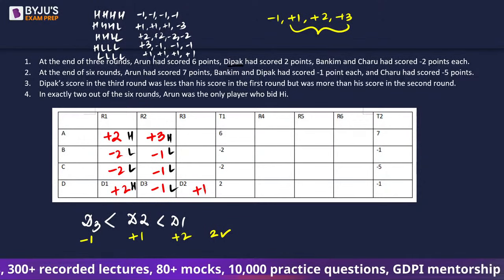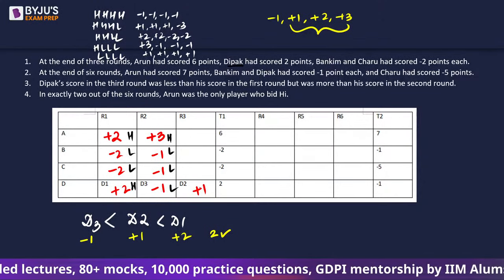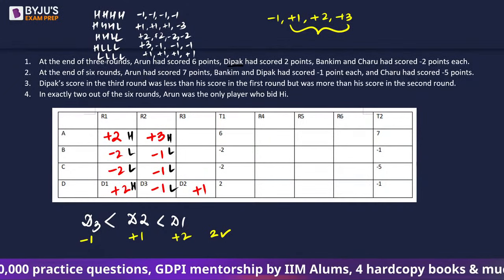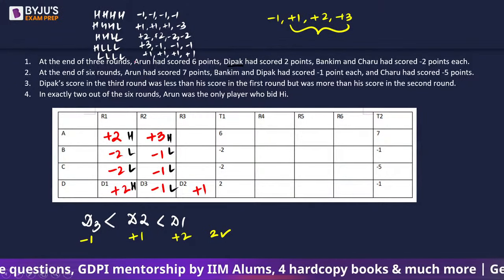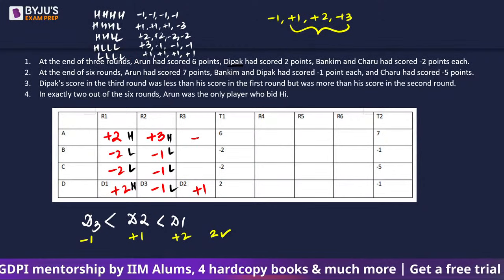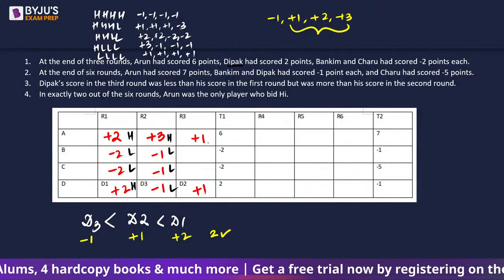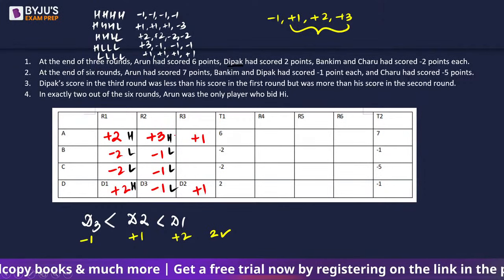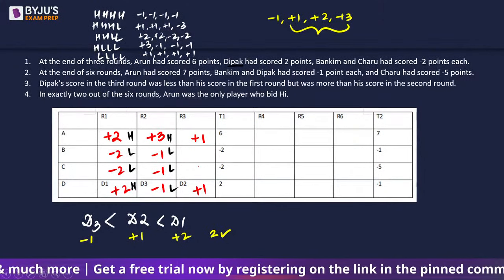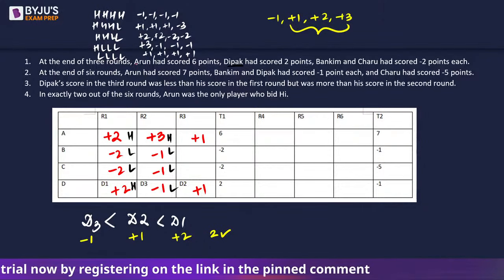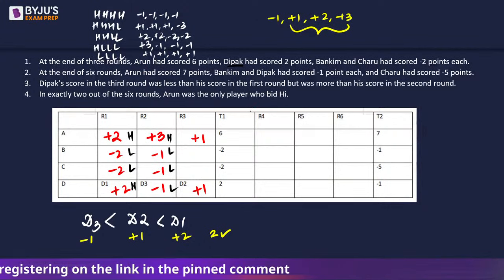Now I need a +1. Now the problem here is that +1 can come from many places, right? We can have triple HL, we can have 4 times L. There are 2 possibilities. We are pretty sure that A is going to have a +1 because that is the only one missing from 6. 2 and 3 we have already written. So we are going to have 2 +1s. In triple HL as well as in all 4 Ls, we have enough +1s.